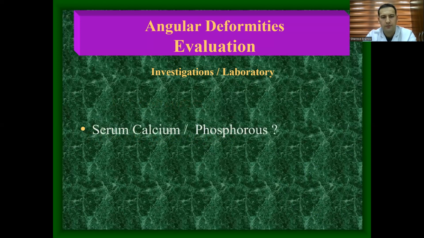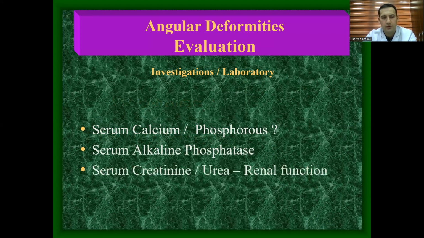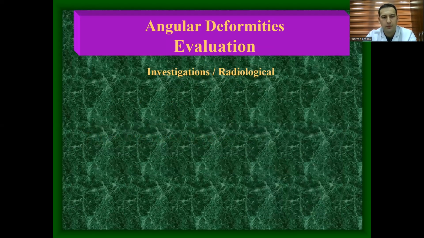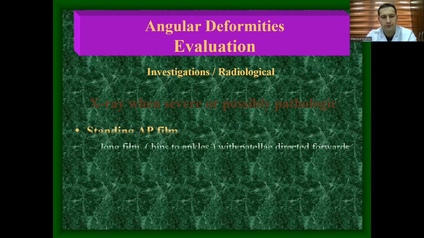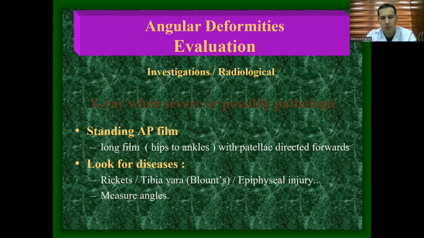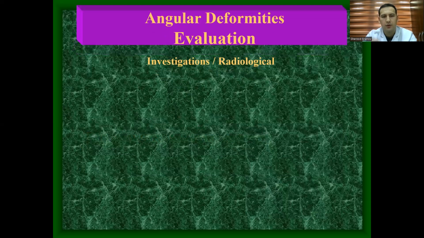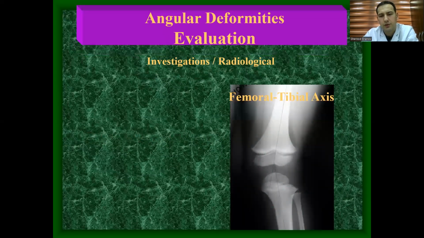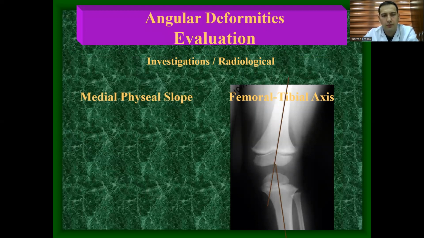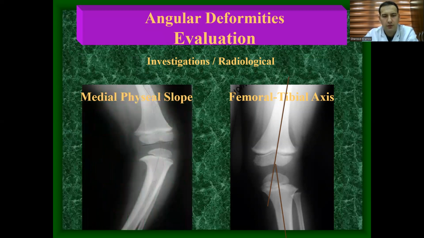Investigations, laboratory: serum calcium, serum alkaline phosphatase, serum creatinine, urea, renal function. X-ray when it's severe or possibly pathologic: standing AP film, long film, hips to ankles with patellae directed forwards. Look for diseases, rickets, tibia vara, epiphyseal injury, measure angles. Radiological investigations: this picture is the femoral tibial axis, and this picture is the medial physeal slope.